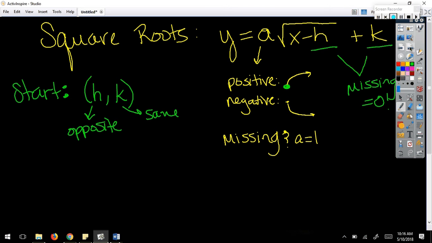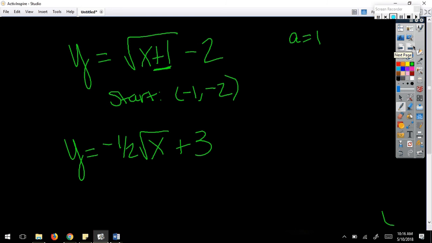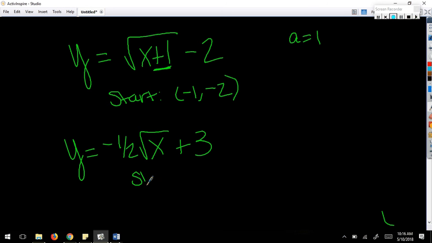So is this one going to be up or down? Down because it's negative. What's my starting point? -3, 0. The H is under the radical. The K is outside the radical. So if there's nothing under the radical with it, then H is 0.